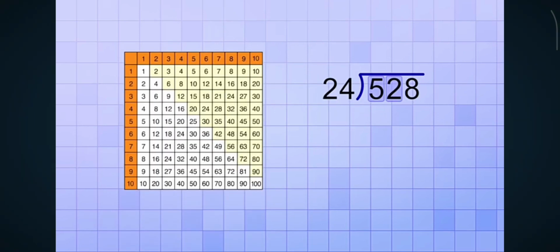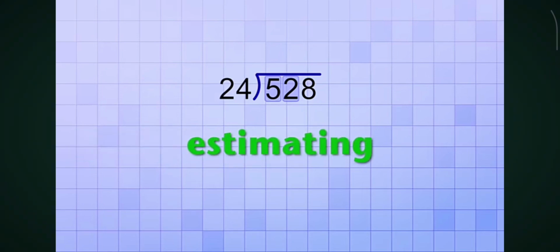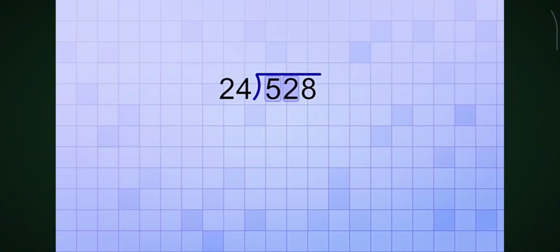So, because we have a 2-digit divisor, we automatically need to group the first 2 digits and ask how many 24s will make 52. This is trickier because multiples of 24 are not on our multiplication table. Instead, we have to figure it out by estimating or good guessing. Because we know that 2 times 25 would be 50, 2 is a really good estimate for the first digit of our answer. 2 times 24 is 48, and then when we subtract 48 from 52, we get a remainder of 4. Okay, so far so good.